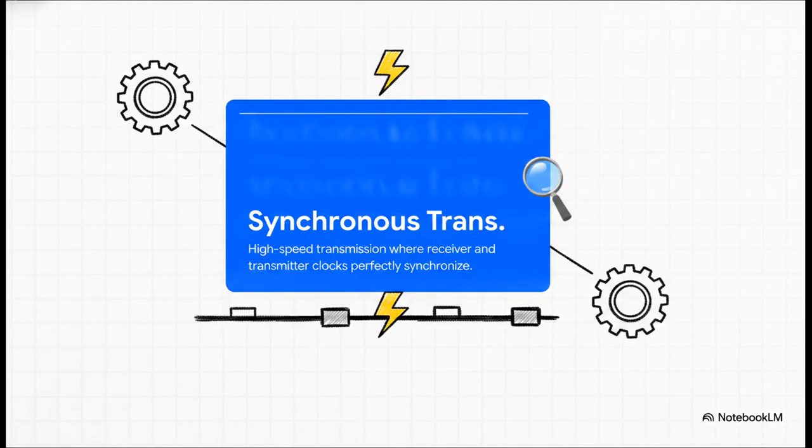Contrast that with synchronous serial transmission, which is all about high-speed efficiency. In this setup, the receiver actually generates a clock that is perfectly synchronized with the transmitter's clock. And because they are beating to the exact same rhythm, they can entirely skip those clunky start and stop bits. This streamlined approach means massive blocks of data can move continuously at incredibly high speeds.